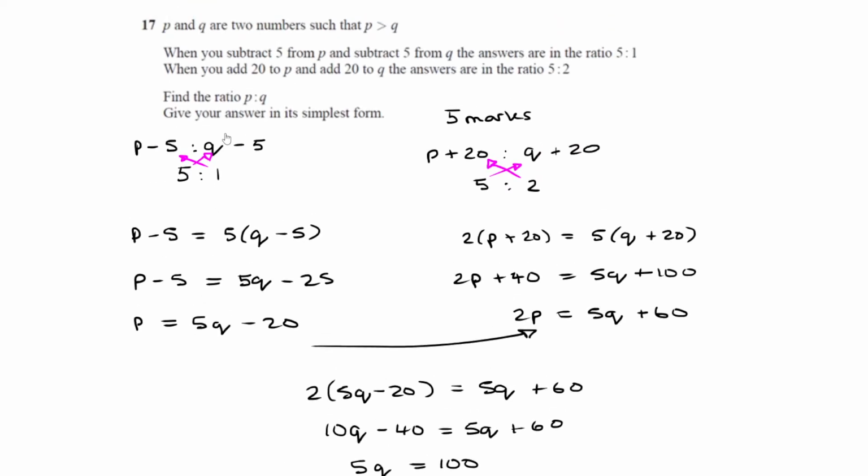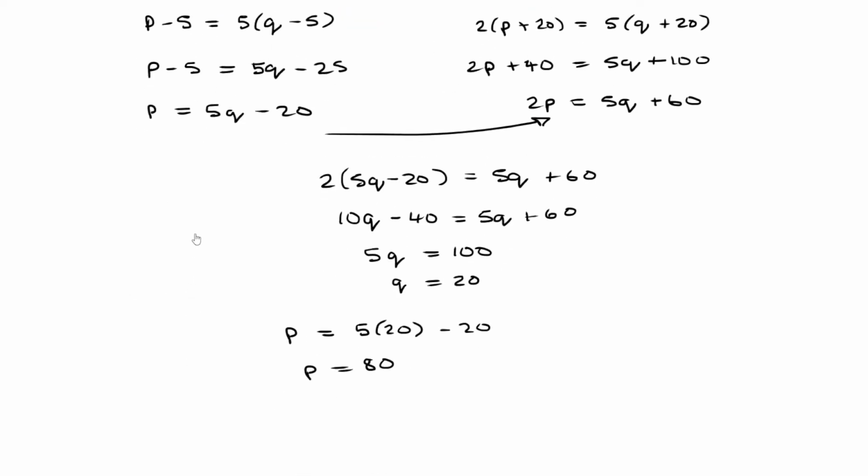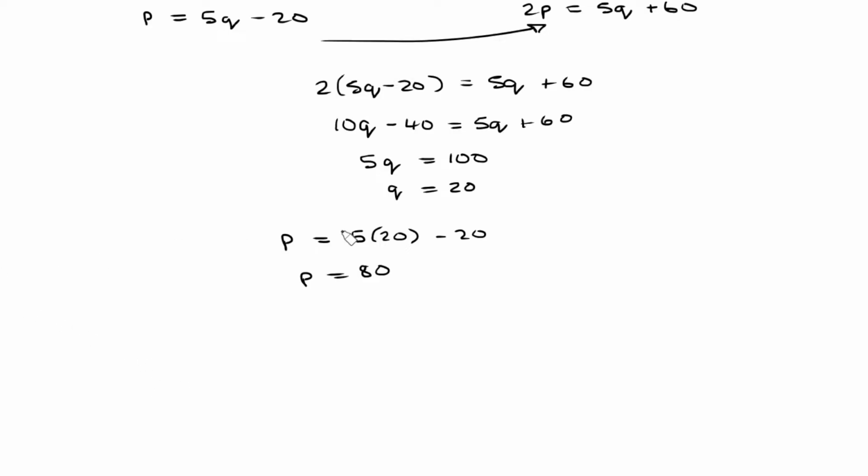Now the thing is, they said find a ratio for P to Q, give your answer in its simplest form. So I just need to write those values next to each other. Remember, it's P first and then Q. 80 to 20, but obviously that then simplifies. You can just divide both by 20, can't you? 4 to 1. This is 5 marks, exactly. Yeah, this is a 5-mark question.